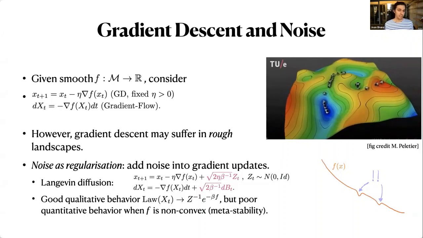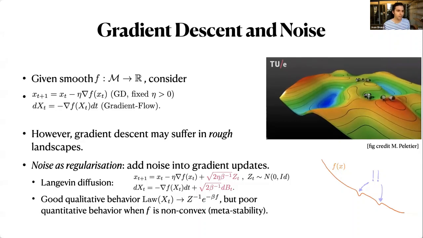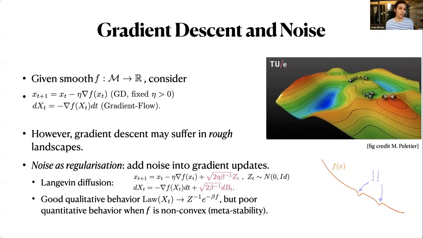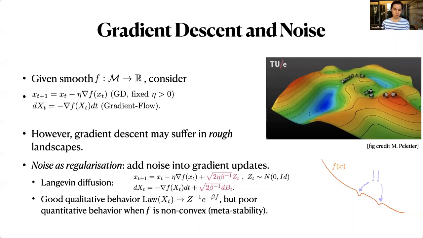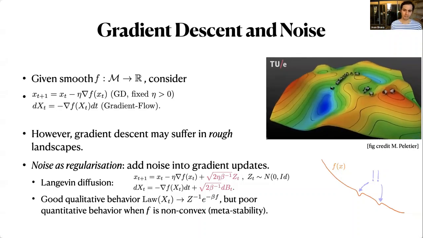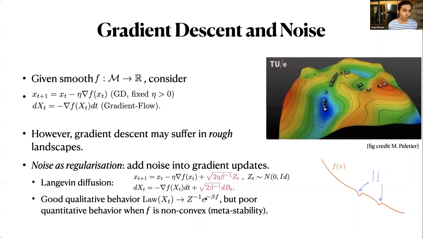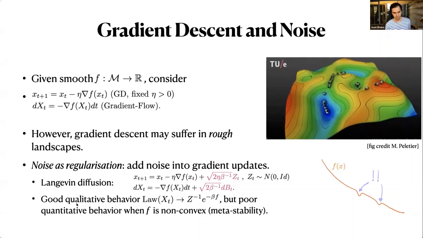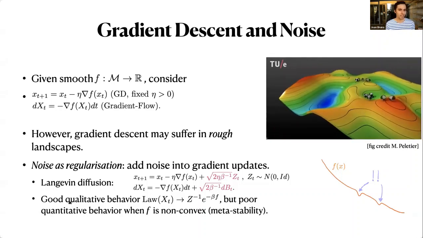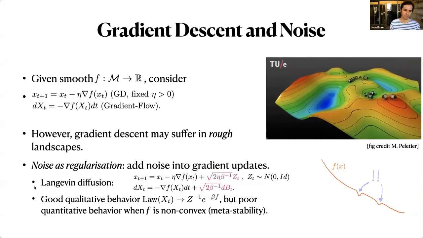But the problem is that this is only qualitative. Quantitatively, this has very bad behavior in dimension. This is something that is called metastability: the fact that the convergence speed to this global minima, as you know, can be exponentially bad. So this is not necessarily something that can result in nice algorithms.